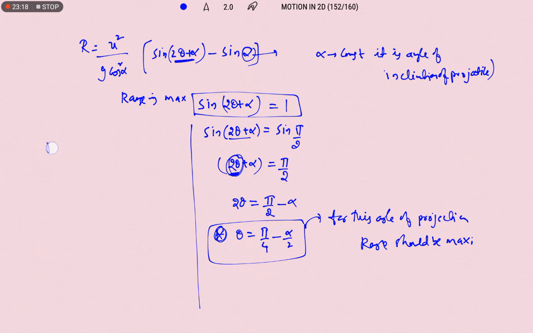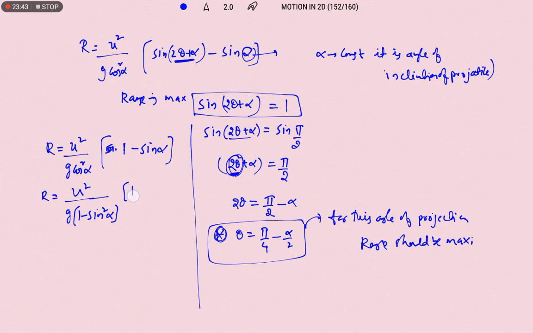So R equals u square by g cos square alpha. Therefore sin of (2 theta plus alpha) I am writing as 1 minus sin alpha. Further I want to simplify this as u square by g, where we can write cos square as 1 minus sin square alpha, into 1 minus sin alpha.